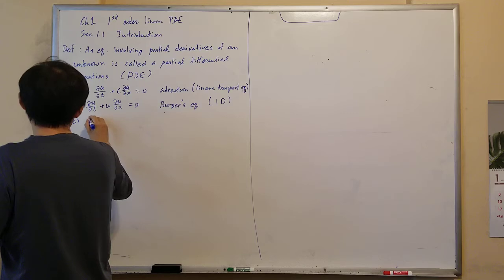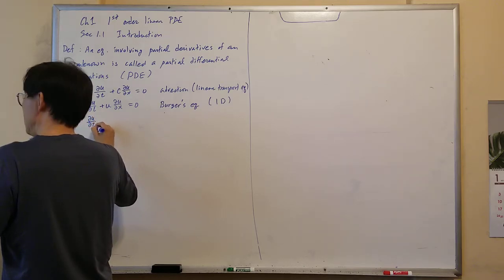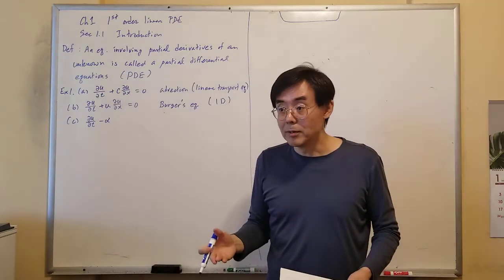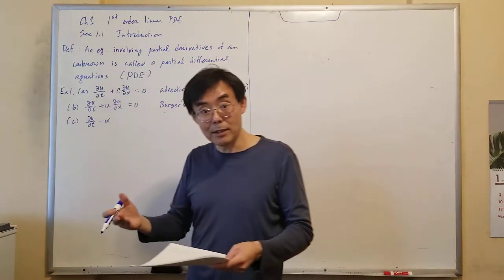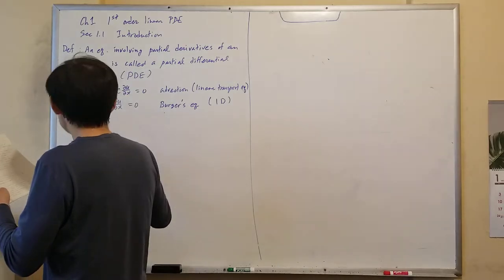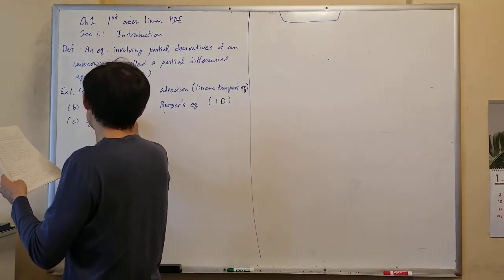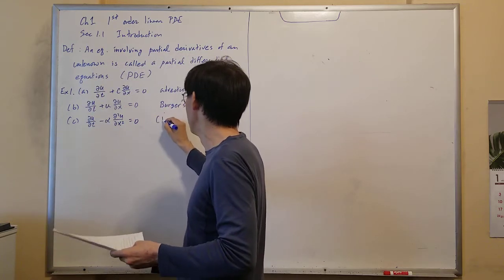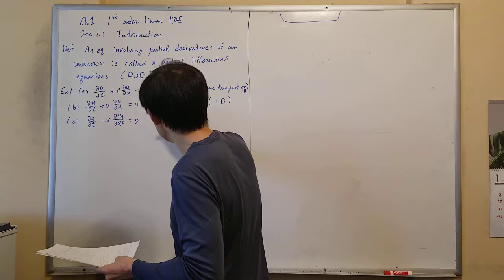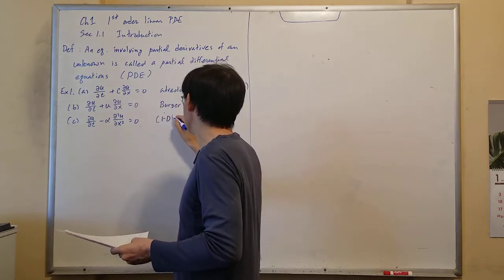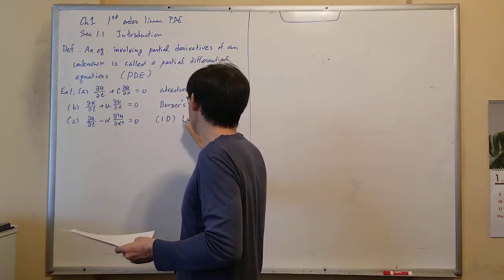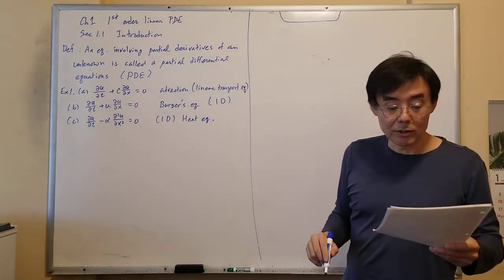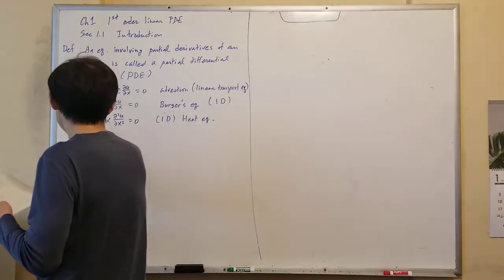C: round u, round t minus alpha, round square u, round x squared equals 0. For all of these cases, u is the unknown variable, the unknown quantity we want to find the solution of. This is the 1D heat equation.